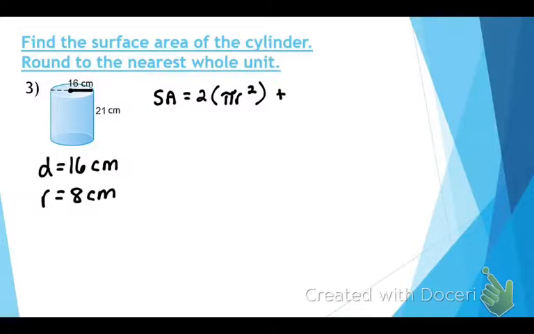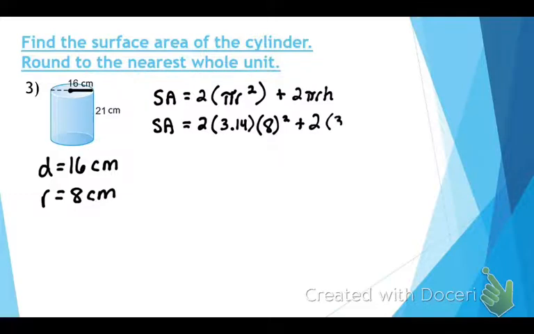Remember that thing around the side. So that would be 2 times pi times r times h. Now all you have to do is start plugging the numbers in. 3.14 times 8 squared plus 2 times 3.14, pi, we always use 3.14. Remember, the radius, because we've cut it in half, is 8. Once again, our radius is 8, and we know that our height is 21.